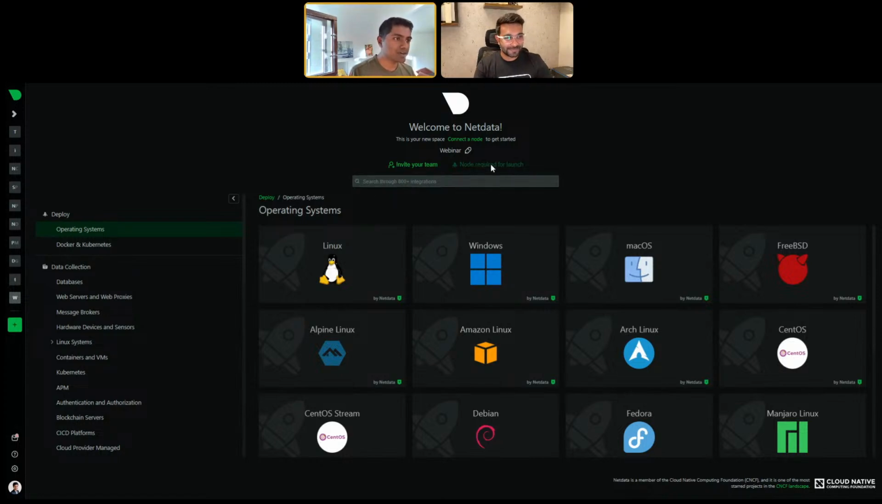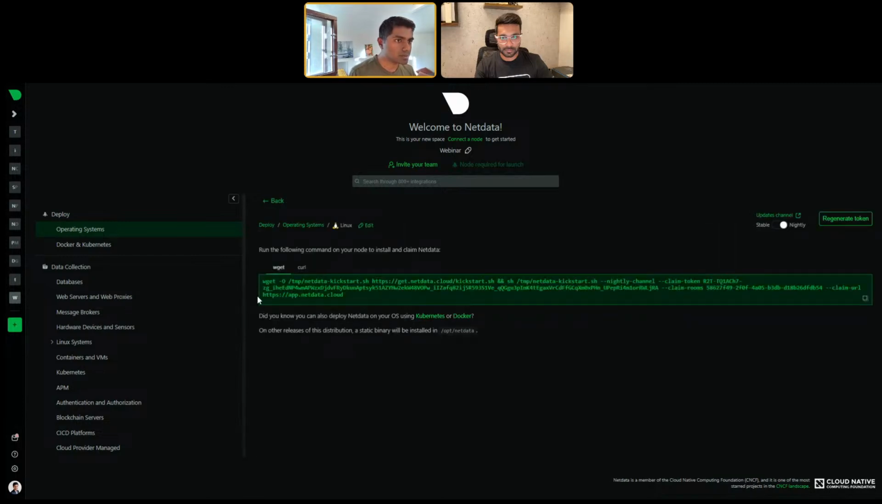So this is what Netdata would look like to you if you just sign up. And to sign up, all you need to do is go to app.netdata.cloud, sign up using your email, your Google, whatever, and you get this screen. And here's all the different places where you can install Netdata. So for example, you can choose Linux and you get this command. All you need to do is copy this command and run it in a terminal. And within a minute or so, Netdata will be fully installed. It's as simple as that, right?